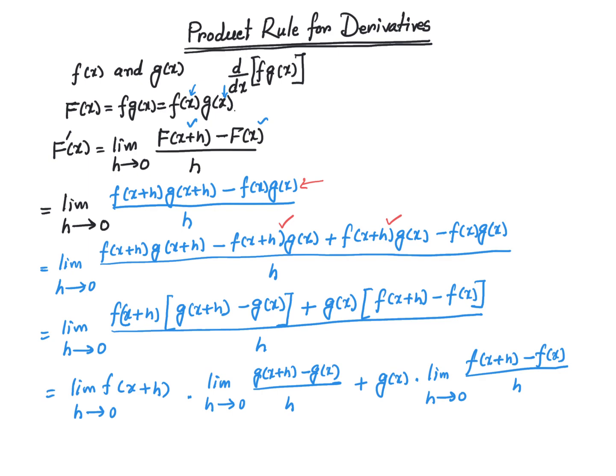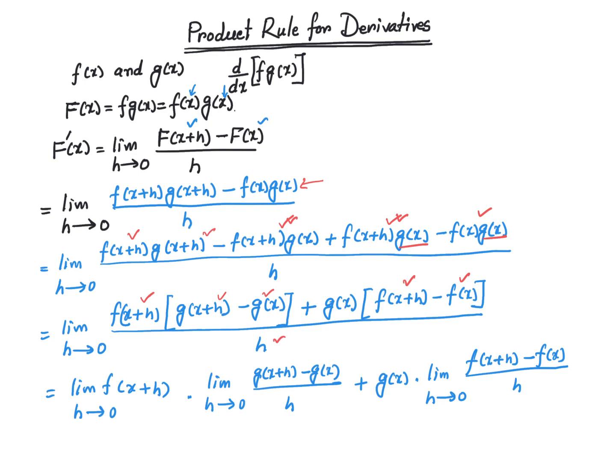Now from the first two terms, this one and this one, I can factor out f of x plus h. If I do so, I will be left with g of x plus h minus g of x. Now from the second two terms, this one and this one, I could factor out g of x, since both of them have g of x. If I do so, I get f of x plus h minus f of x, and all of it divided by h.